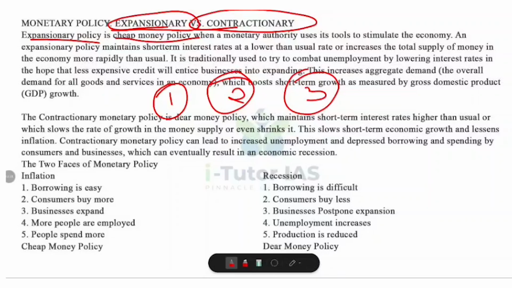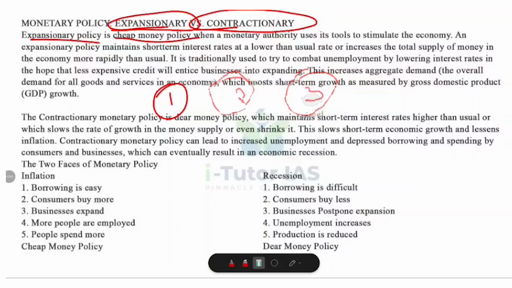When loans become cheaper, what happens? Yes, businesses are encouraged to borrow and expand. Consumers are motivated to spend more, and overall aggregate demand, that is total demand in the economy, rises. And as a result, production increases, employment improves, and the GDP grows. For example, during the COVID-19 pandemic, RBI followed an expansionary approach. Why? Because it reduced repo rates and injected liquidity to help businesses recover.